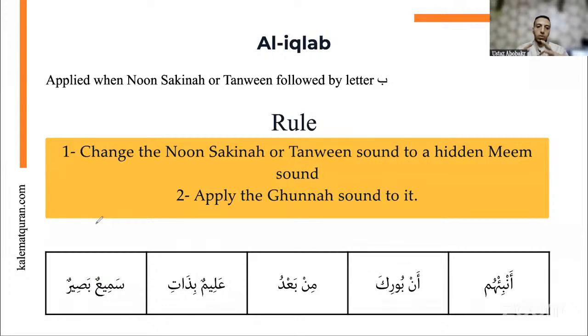So let's recap quickly. We talked about one of the rules of Noon Sakina and Tanween today. So far we had al-iqlab. Al-iqlab means exchanging. We're going to do it only in one case, if we have the letter ba after a Noon Sakina or after a Tanween. In this case, we change the sound to a hidden meem and apply the ghunna to this sound. I hope it is clear for you.